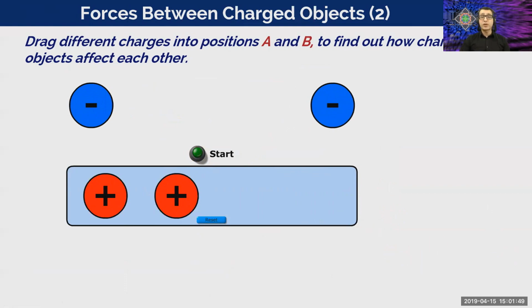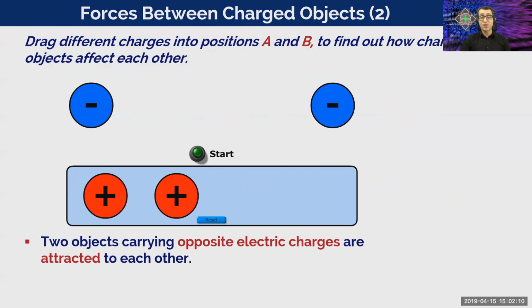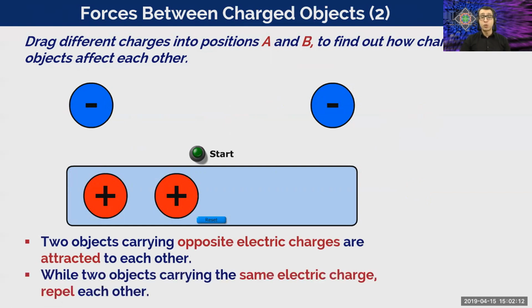And so we can conclude here, and again, the reason for this goes back to that simulation that I showed you. It's the lines of force or lines of flux which are pushing against each other in the case of like charges, or pulling towards each other in the case of dissimilar charges, positive versus negative. So two objects carrying opposite electric charges are attracted to each other, while two objects carrying the same electric charge will repel each other.